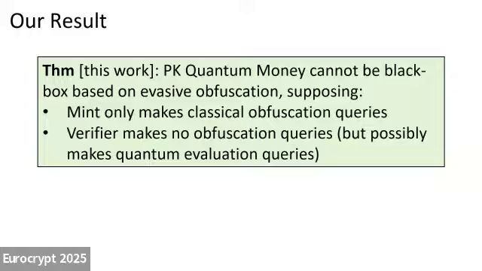The other restriction we make that's probably a bit more fishy is that we assume that the verifier makes no obfuscation queries. So the verifier is only allowed to make evaluation queries, potentially on superpositions. So they can evaluate superpositions of inputs, but they can't make obfuscation queries themselves. Right? So under these two structural assumptions on how the money scheme works, we show that there's no black box construction of quantum money from any form of evasive obfuscation.